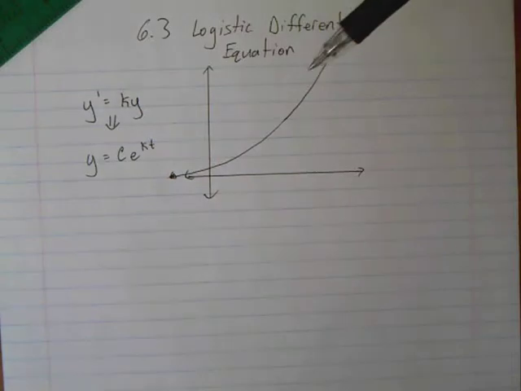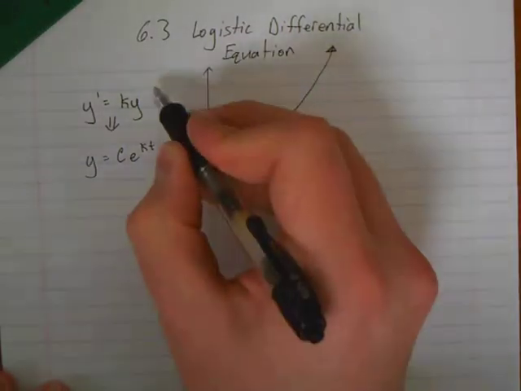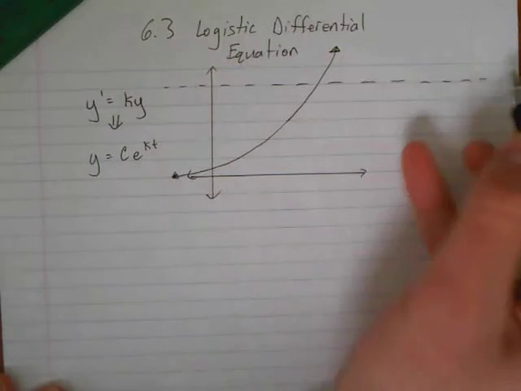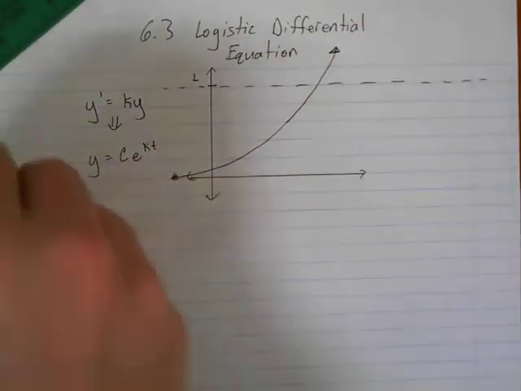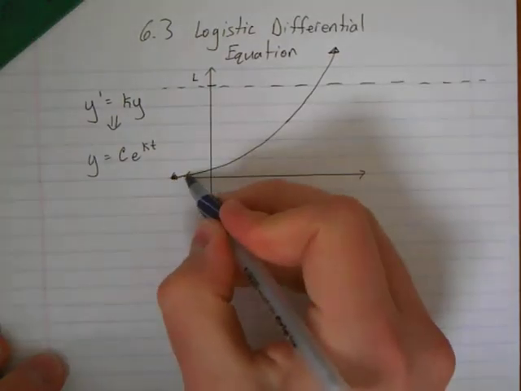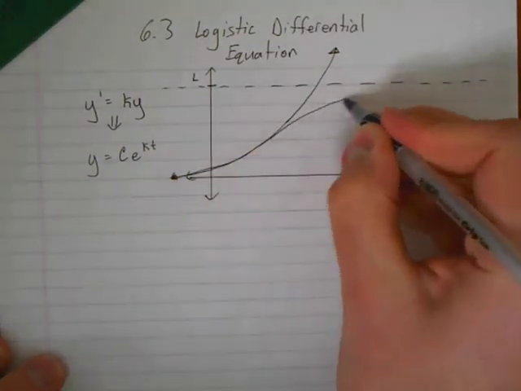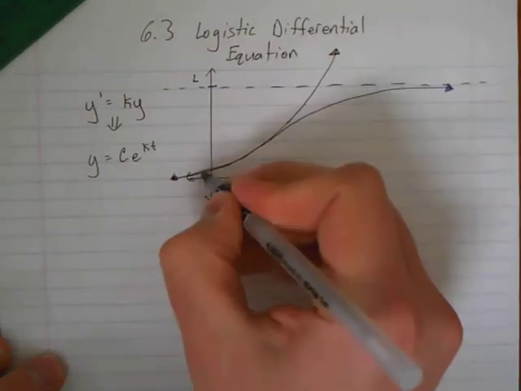Its habitat only can support so many things. So really what happens is most things have what's called a carrying capacity. And we're going to use the letter L to represent this carrying capacity. So most things grow like this. They start out exponentially, but after they get to a point, they start to level off and approach this carrying capacity.